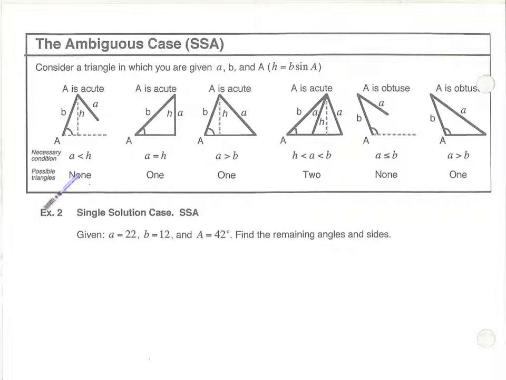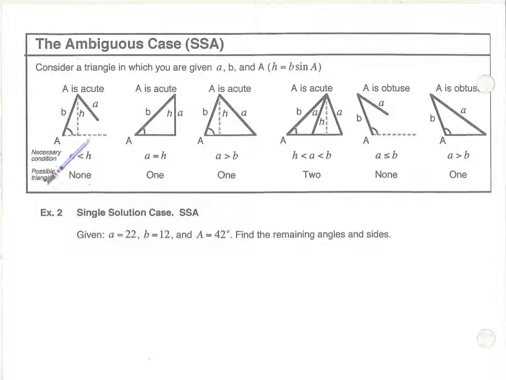So here, just for Star Wars fans, here we have all the different possibilities. And I don't want to overwhelm you by looking at all of these, A is less than, A is equal to, A is greater than, all that kind of stuff. Don't worry about all this. It's really there to explain to you what it is you're actually finding. So if you're given two sides and an angle, here's what could happen.